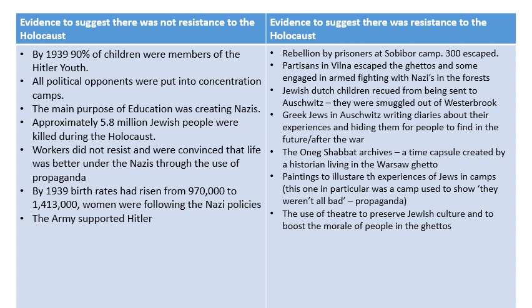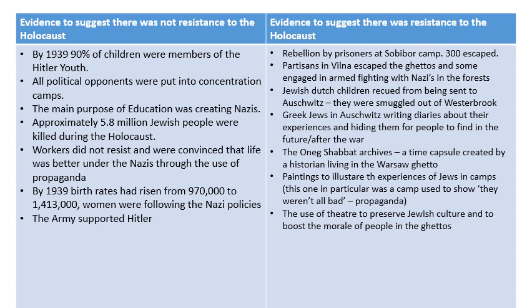Number 4, Greek Jews in Auschwitz wrote diaries about their experiences, and they hid them around the camp. The idea being that in the future someone will find them. At the end of the war, if they'd survived, they could go back and dig these up. This is our experience. This is what happened to us.